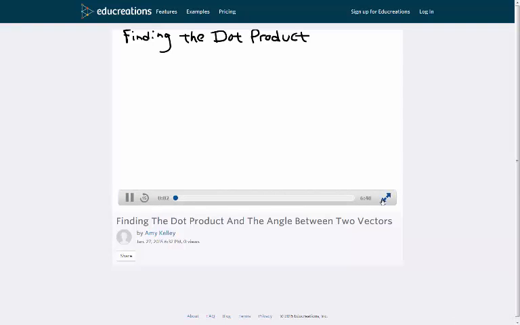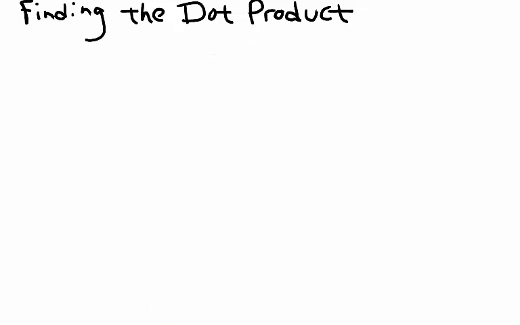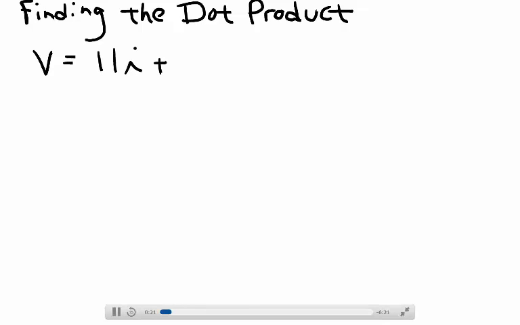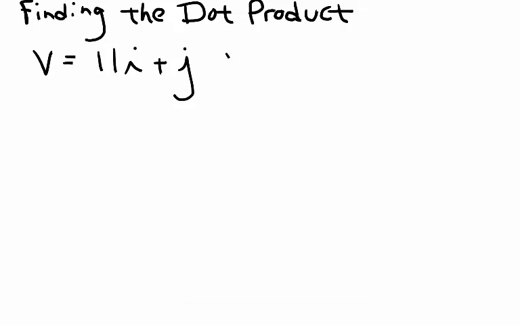In this video, we're going to talk about finding the dot product of two vectors, v and w. A little bit later on, we'll talk about finding the angle between these vectors. Suppose vector v is equal to 11i plus j, and w is equal to i plus 11j. These vectors are written in component form. We wish to find their dot product.